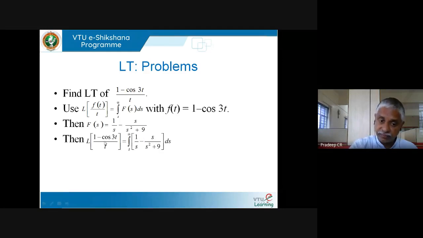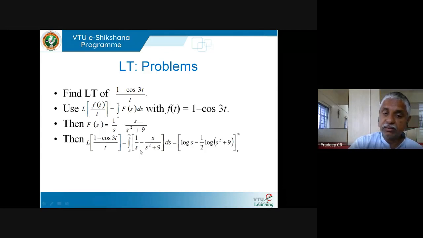Now Laplace of f(t) by t, I am using this formula. Laplace of 1 minus cos 3t by t is nothing but the integral of Laplace of 1 minus cos 3t. Laplace of 1 minus cos 3t, I see, is 1 by s minus s by s square plus 9. So I have to integrate this. That's our biggest job now. How do I integrate this?